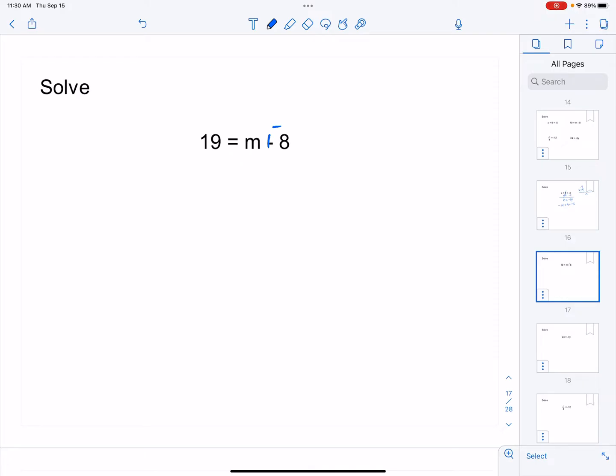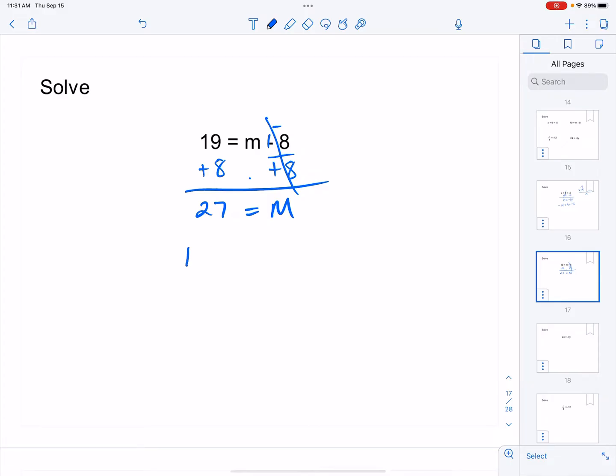Because in addition, if I flip-flop things around, I've got commutativity. So I need to get rid of this thing here that's with our letter. In order to do that, we're going to add its opposite. I've got a negative 8, so I'm going to add a positive 8 to get rid of it. And if I add it on one side, I've got to add it on the other side as well. Now my negative 8 and my positive 8 cancel each other out. On the right-hand side, I'm left with my m, which is exactly what I want. I want that letter to be left by itself. So now we've got 19 plus 8, and 19 plus 8 is going to give us 27. That's all there is.